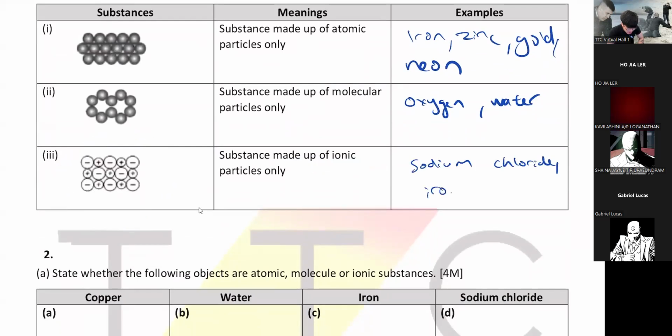You have your iron oxide, all right, things like that. Iron oxide. Of course, you also have sodium oxide. You also have iron chloride. As long as you have one metal and one non-metal, they will become ionic.